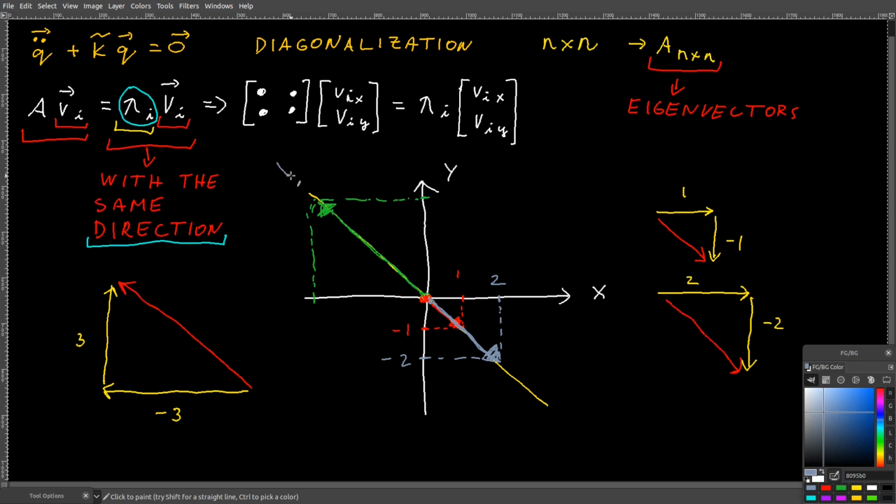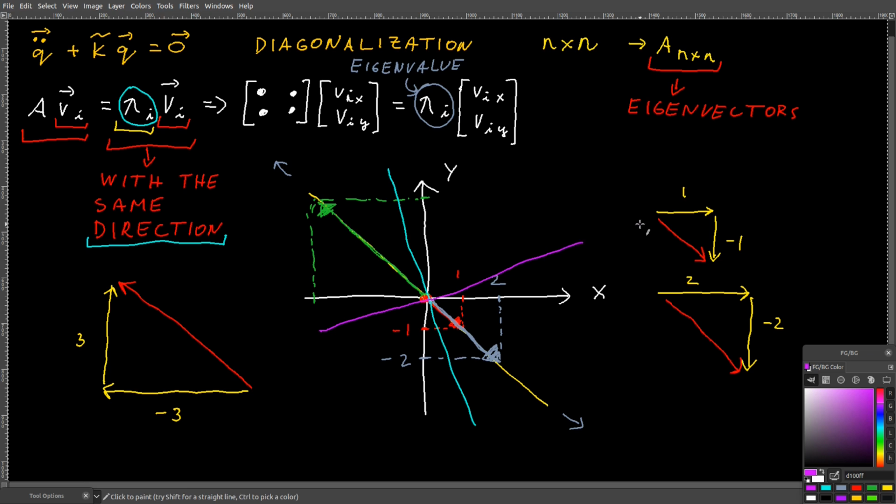Whether the arrow points in this direction or in that direction, and by how much, is determined by this eigenvalue. But the eigenvector determines how this line is tilted. Another eigenvector could have given you this line. Another eigenvector could have given you this line.